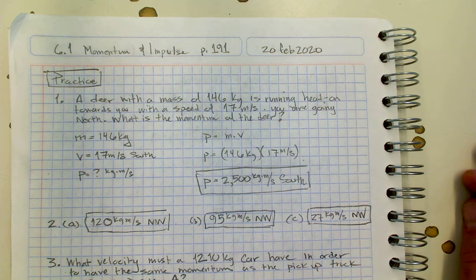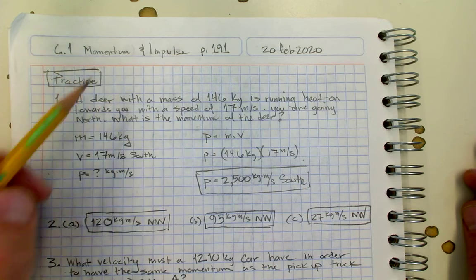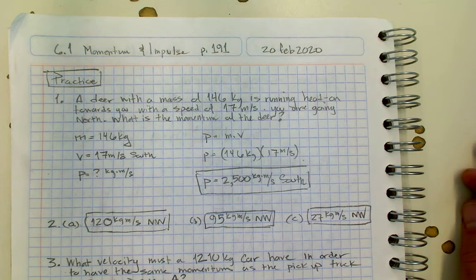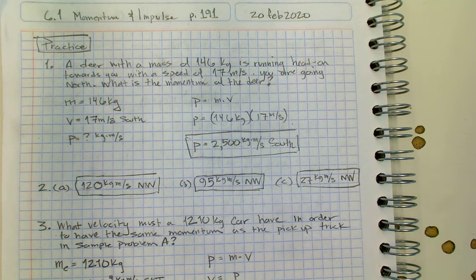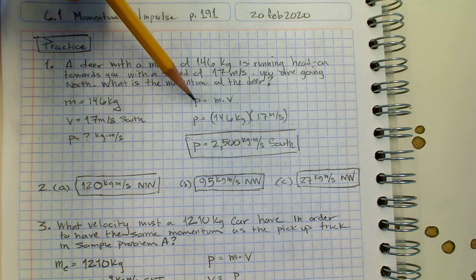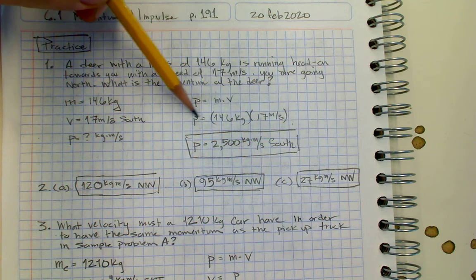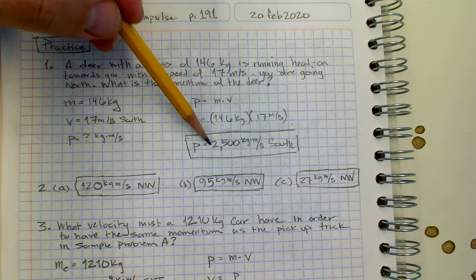The first practice set in section 6.1 about momentum and impulses on page 191. I just worked out a few of these problems and wanted to run over them. They're really simple problems. In the first problem, we have a deer running at a particular speed, and we're asked to calculate its momentum. This is as simple as plugging numbers into this formula and getting an answer.